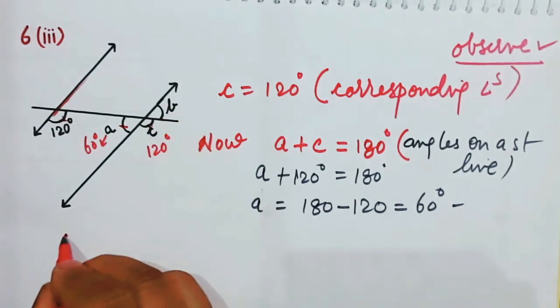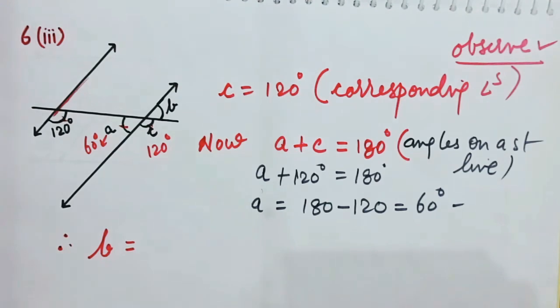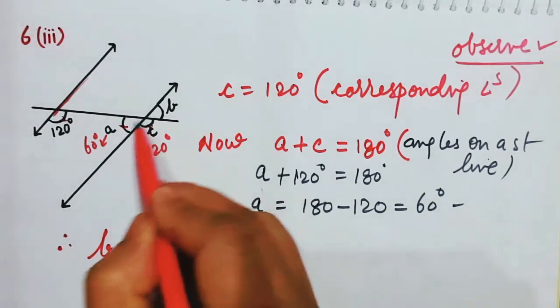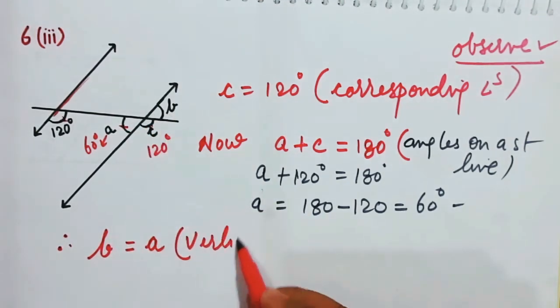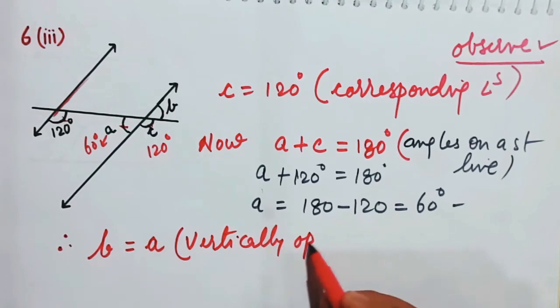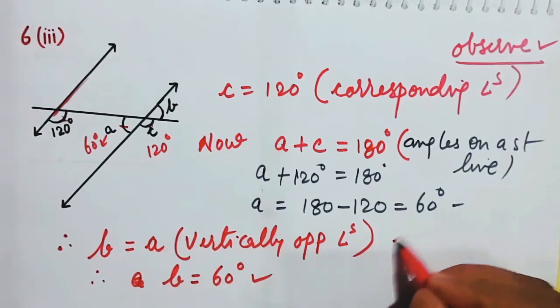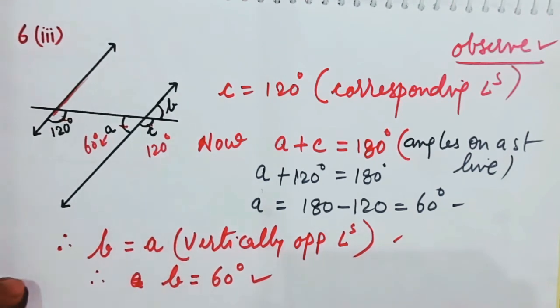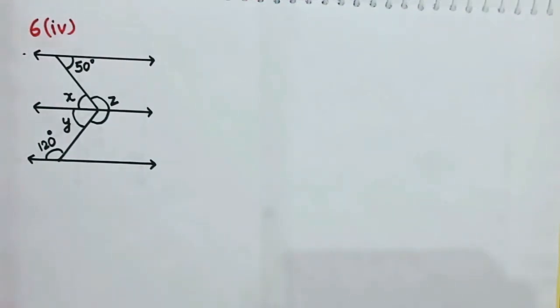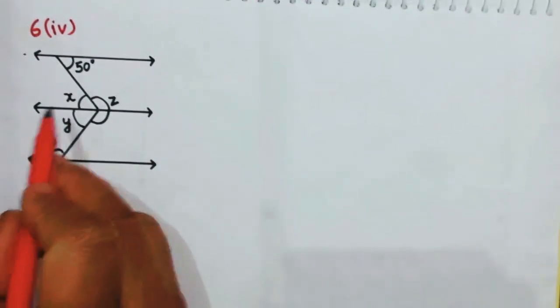And what about B? Therefore B will be equal to A. Why? Because they are vertically opposite angles. Therefore B will be equal to 60 degrees. That is why giving reasons will fetch you lots and lots of reward when you sit for your examination.